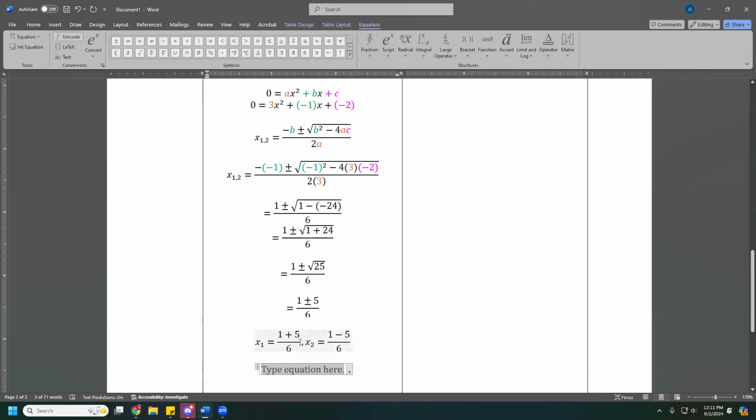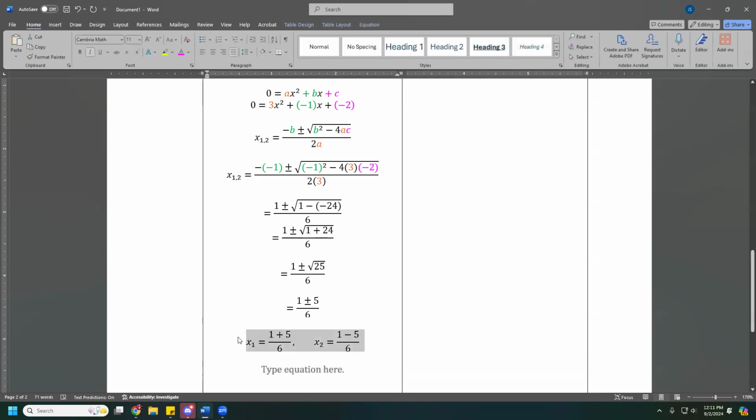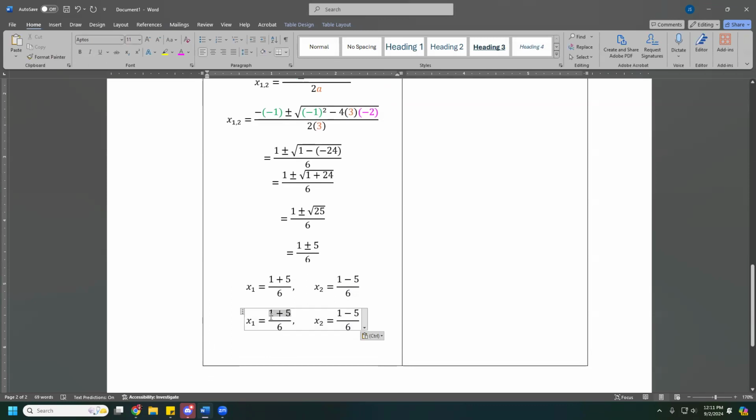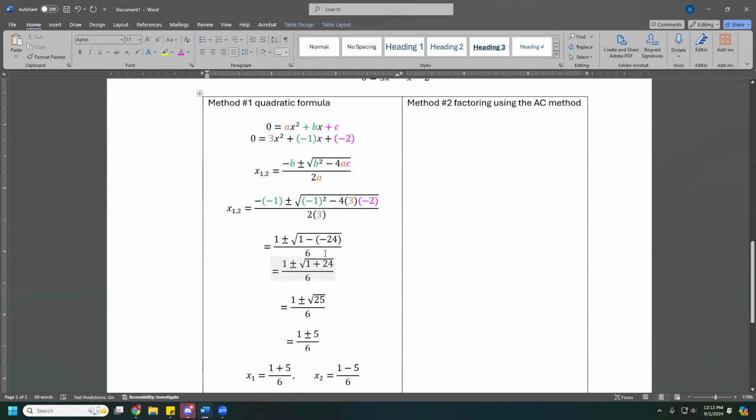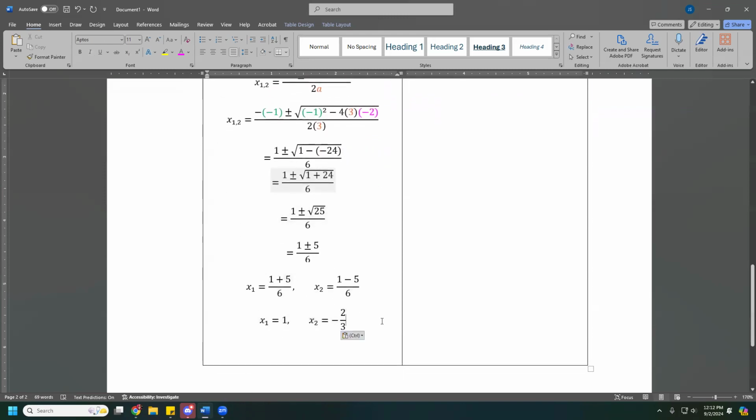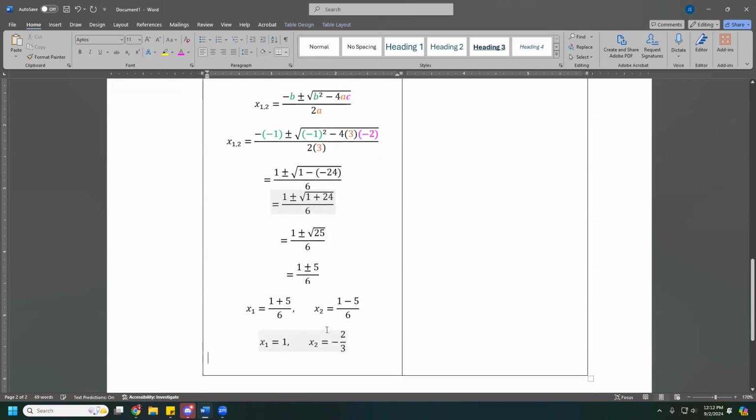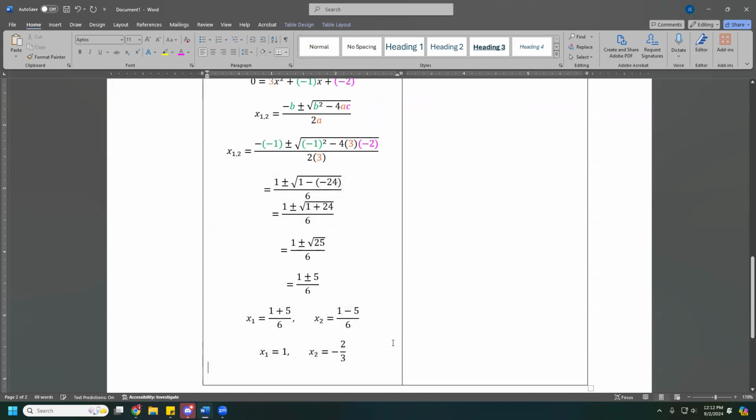So again, I'm going to keep simplifying. Real quick, I'm going to separate these two a little more. 1 plus 5 is 6. And then 6 over 6 is 1. 1 minus 5 is negative 4. Negative 4 over 6, that fraction simplifies to be negative 2/3. So this is how to find my two answers using the quadratic formula. And you're going to get a lot of practice using this. So if that seemed weird or it seemed confusing, don't worry, you'll get better at this later.